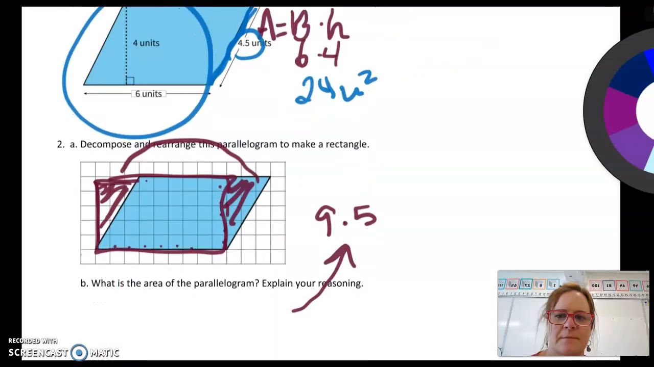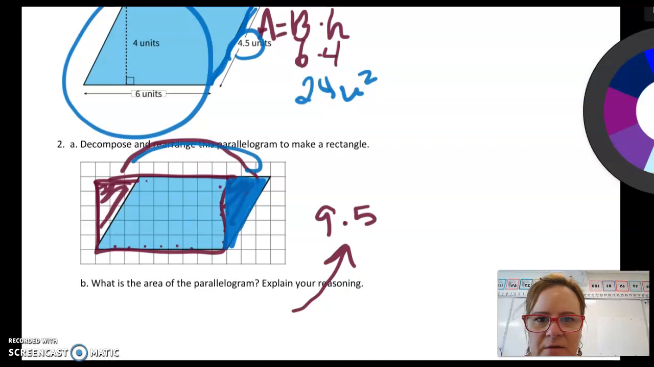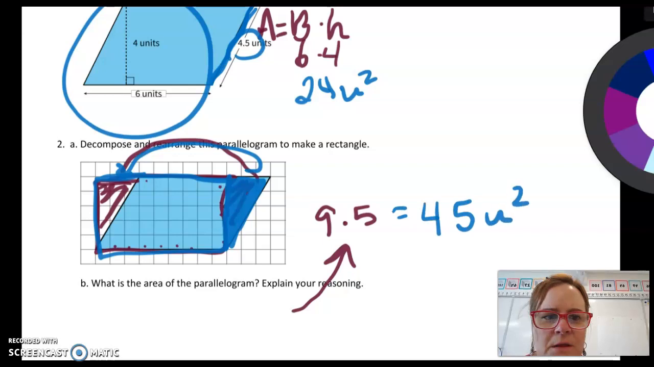All right, the next one asks us to decompose and rearrange the parallelogram to make a rectangle. So to do that, I'm taking this chunk of the parallelogram, that nice triangle, and I'm moving it over here. And when I do so, it creates this rectangle. And to find the area of that rectangle, I would do 9 times 5, length times width, which gives me 45 square units.